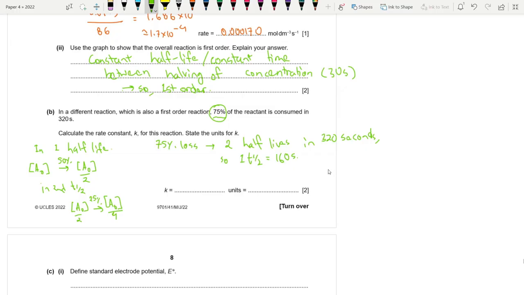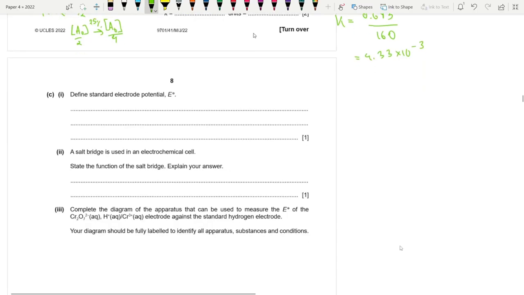Now we know that for a first order reaction, K is equal to ln 2 by T half. So K is equal to 0.693 divided by 160. Try doing this. 0.693 by 160, which gives an answer of 4.33 into 10 to the power minus 3. Great. And the unit will be second to the power minus 1, because ln 2 has no units, right? That's all.